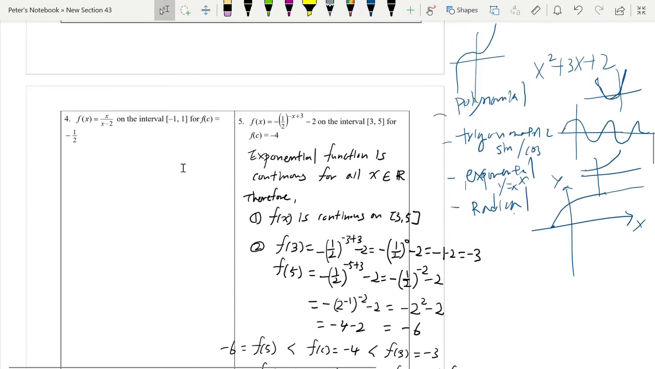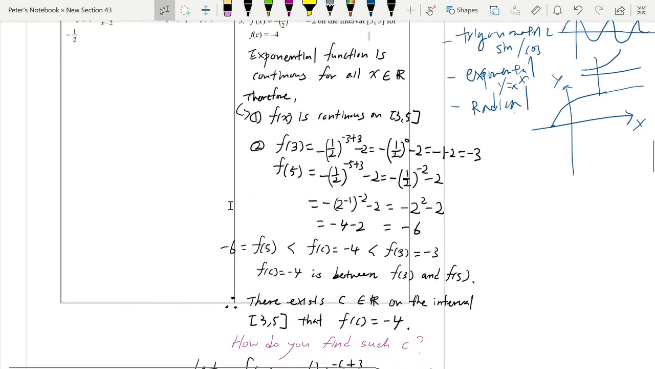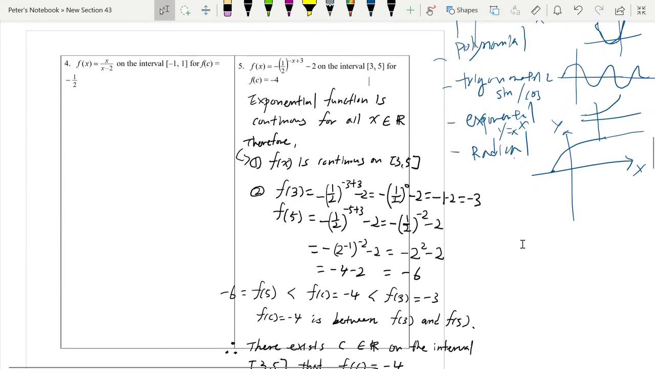No hole or break. So when we see an exponential function here, or a polynomial function, or a combination of those, you're like, okay, it needs to be continuous everywhere. Therefore, we can conclude right away that f of x is continuous on the closed interval 3 to 5. Right, so the first condition is satisfied to use the IVT.